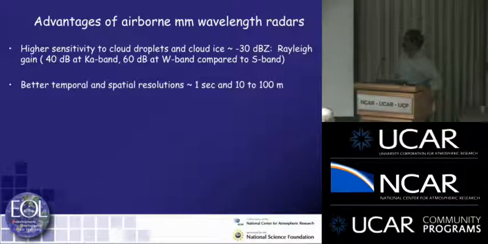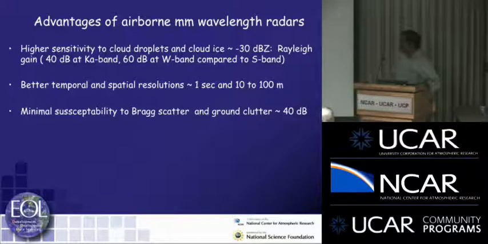Then on the airborne platform, we get a much better spatial and temporal resolution. A second, 10 to 100 meter resolution could be done just because it's a 90 gigahertz radar, a lot more independent samples. You can get very good fine scale measurements. The Bragg scatter is not a big issue in this case because it's 40 dB or lower compared to other frequencies. And so you don't have to get confused with reflectivity from basically temperature and humidity fluctuation. That won't impact your cloud measurements.